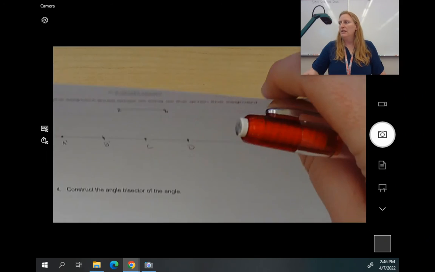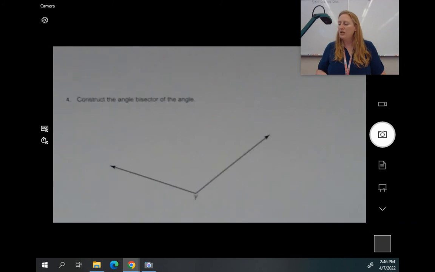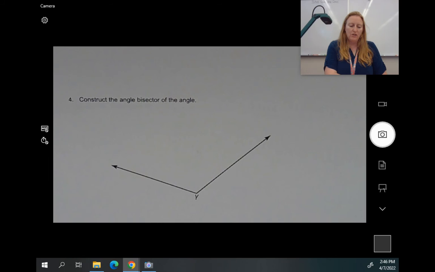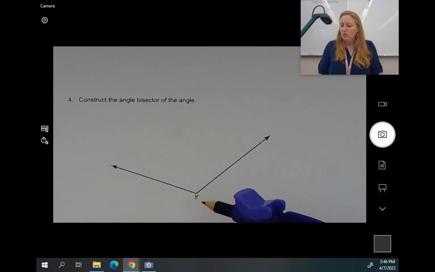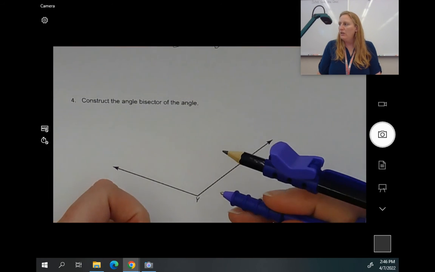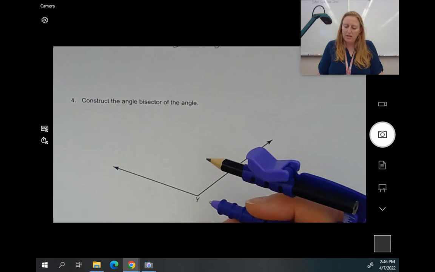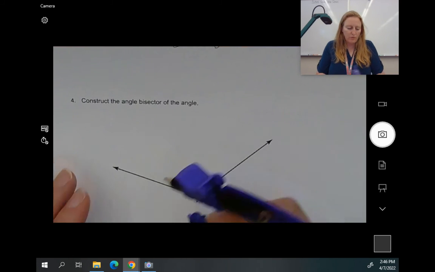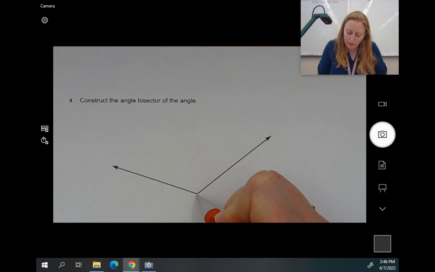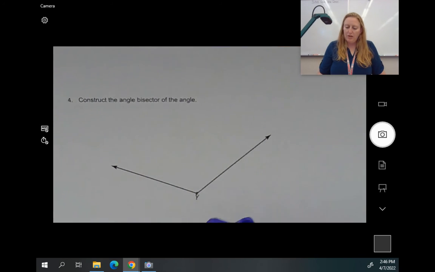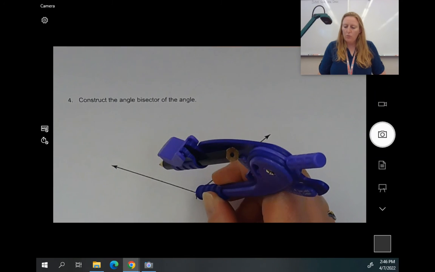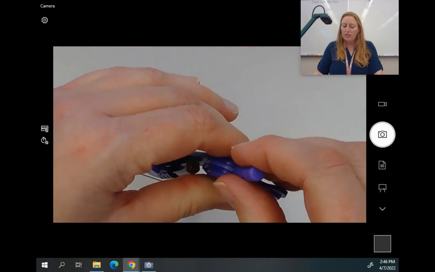Last but not least, we're going to construct the angle bisector of the angle. All right. Now, in order to do this, I don't really care how wide or small your compass is, but we do want to make sure that when we swing it out, I'm going to put a better point here on Y, I find that's easier for me. When we swing it out, we need to make sure we hit both sides.